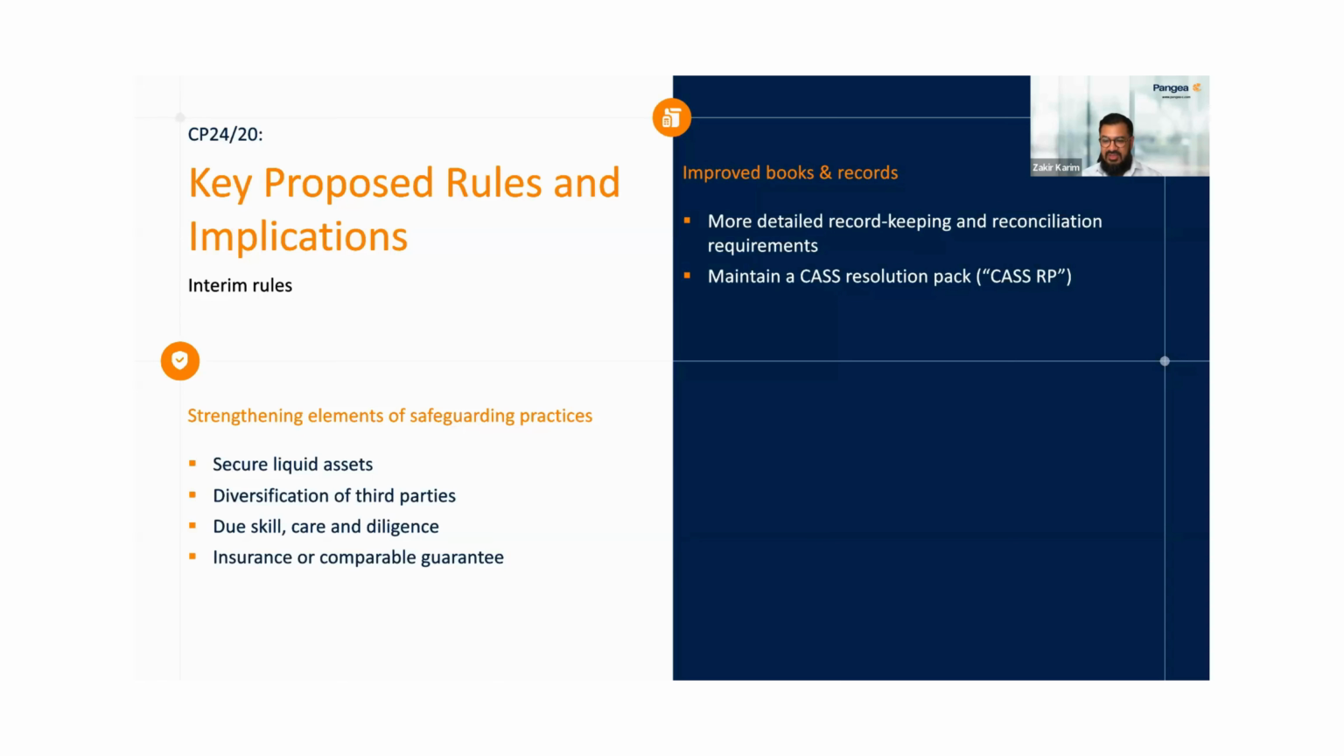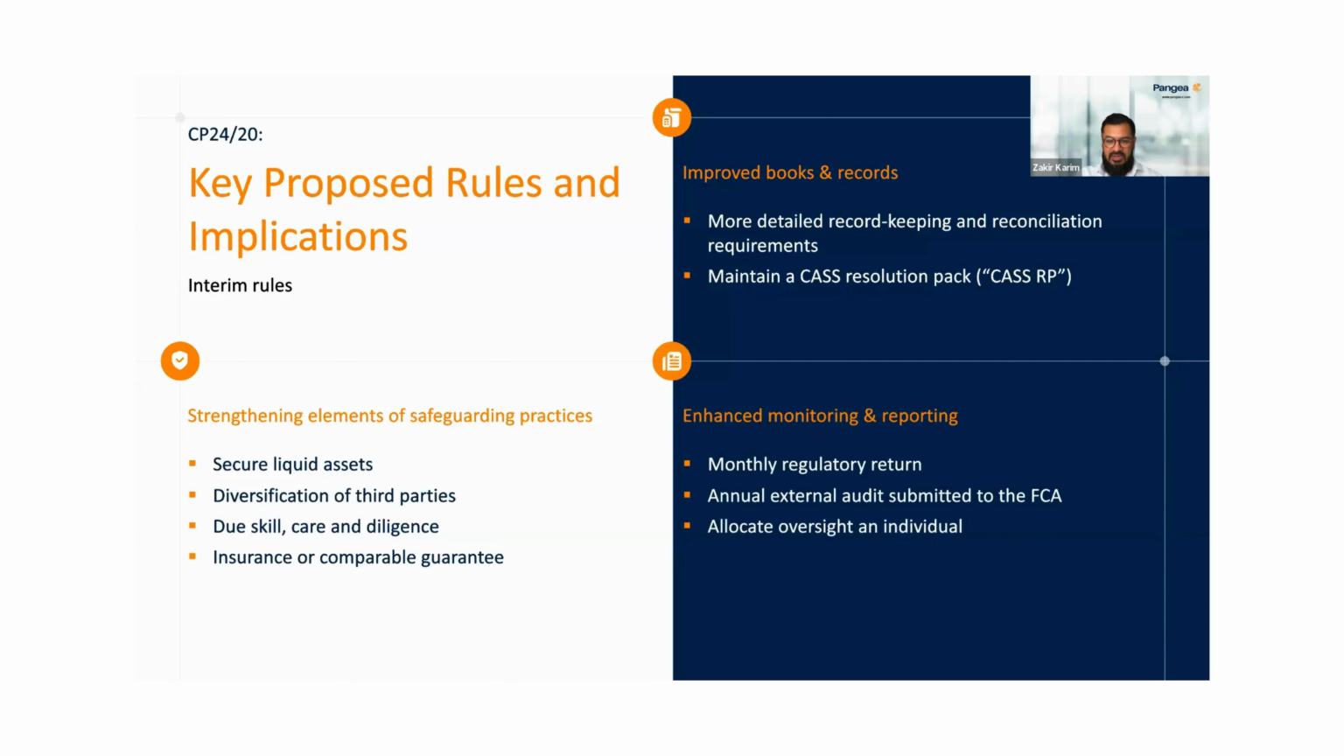Another aspect of the elements of safeguarding practices is the due diligence requirements, so appointing third parties. This will come in and be very much in line with what is expected from current CASS firms. And finally, within the strengthening elements of safeguarding practices, we'll have additional safeguards and more detailed requirements on how payment firms can safeguard relevant funds by insurance or comparable guarantee. That's one of the distinctions between CASS and safeguarding at the moment, this ability to protect relevant funds through insurance and or comparable guarantee. And so the interim rules will see a strengthening of this proposition.